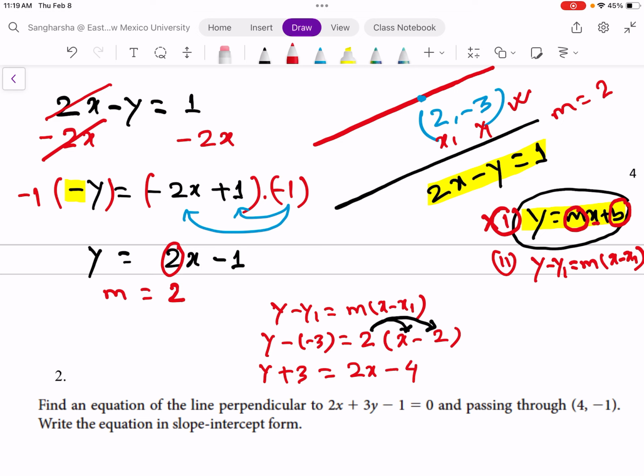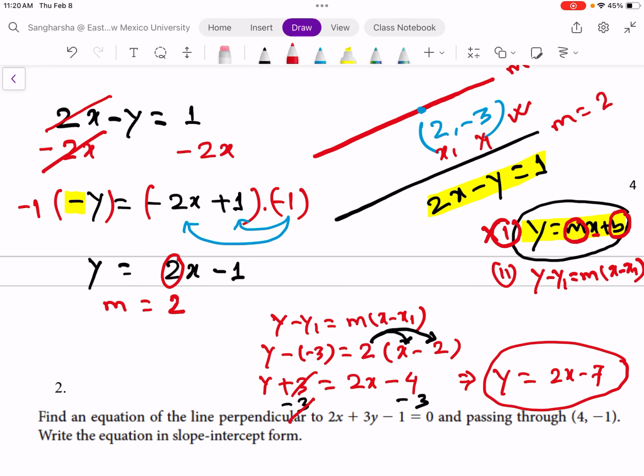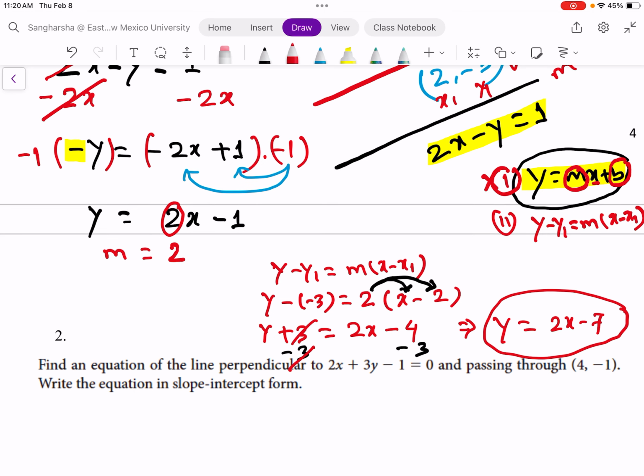Now let's get rid of positive 3 from the left side. So we subtract 3 on both sides. And we have our final equation, y equals, the 3s cancel, 2x minus 7, and this is the equation of the line. This line is parallel to our 2x minus y equals 1. So you are given a point and an equation, so you find the slope of the line, and you use the same slope for the line that we are trying to find the equation of, since they are parallel, we use the same slope.